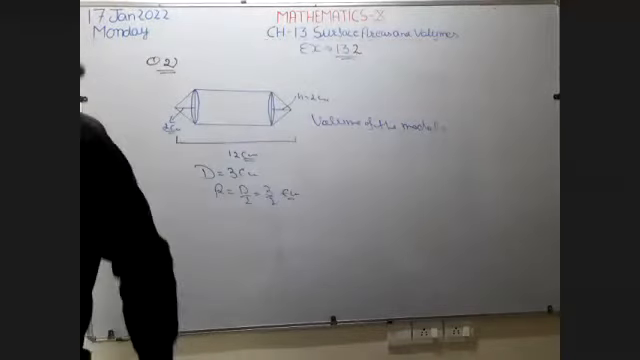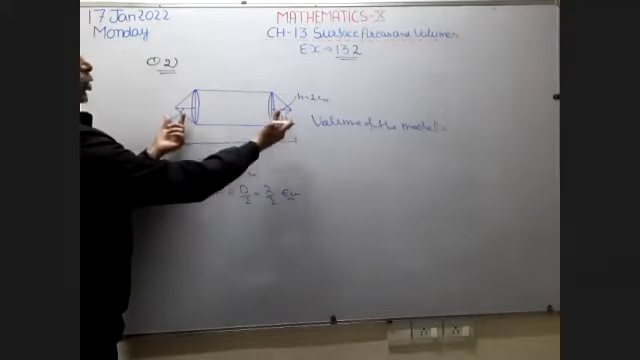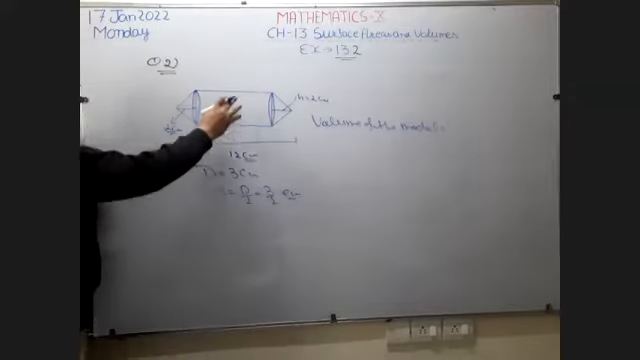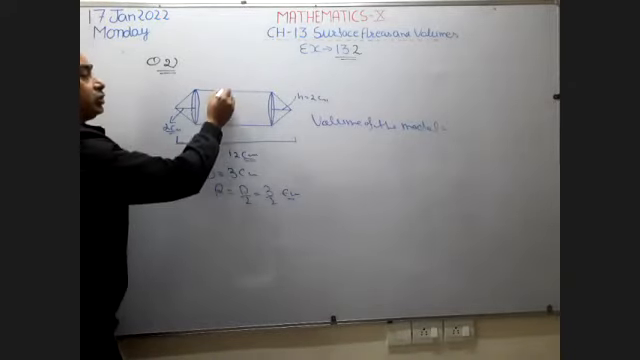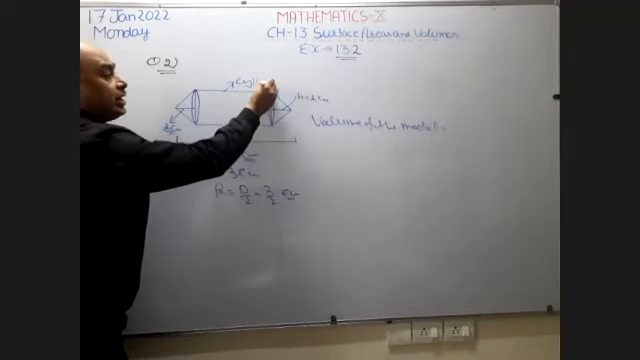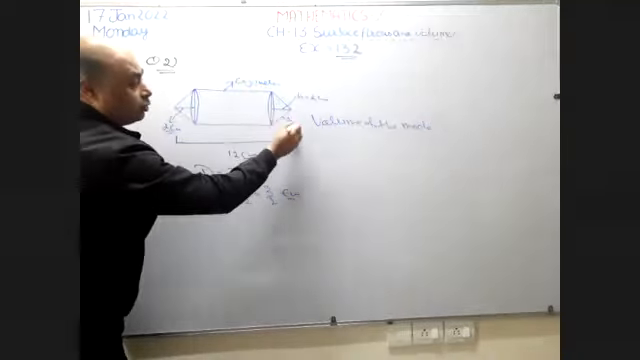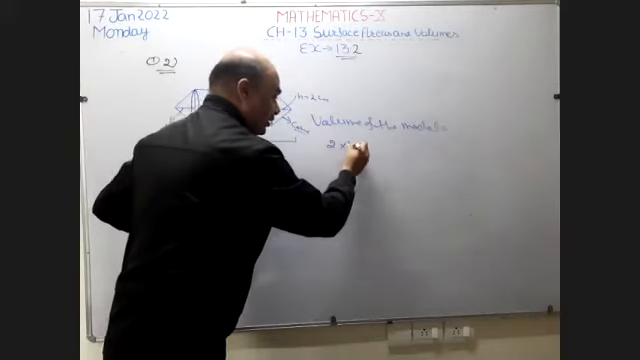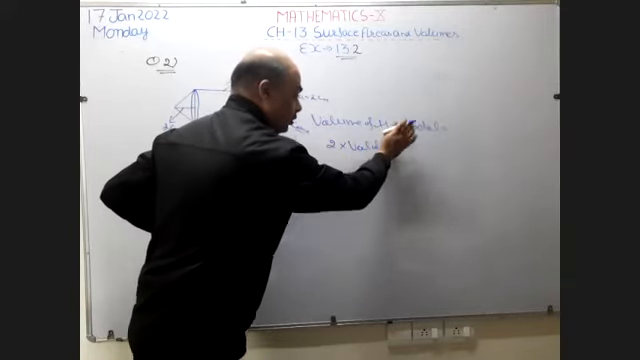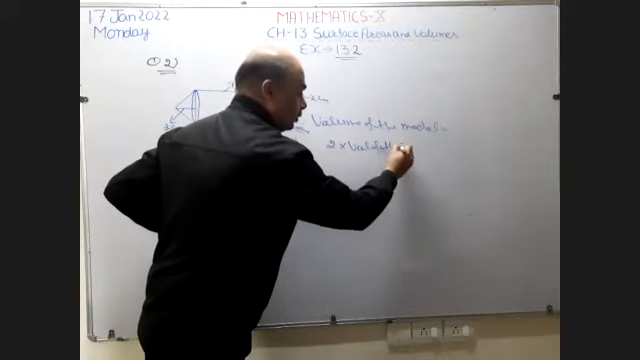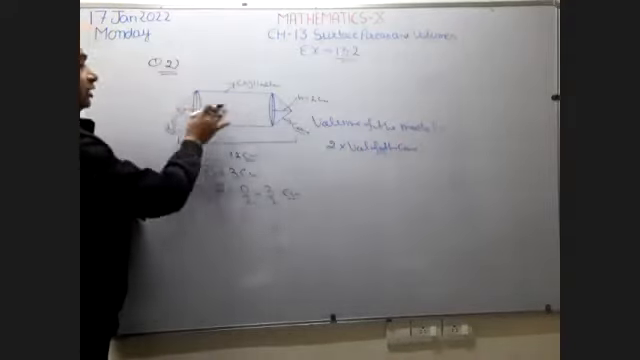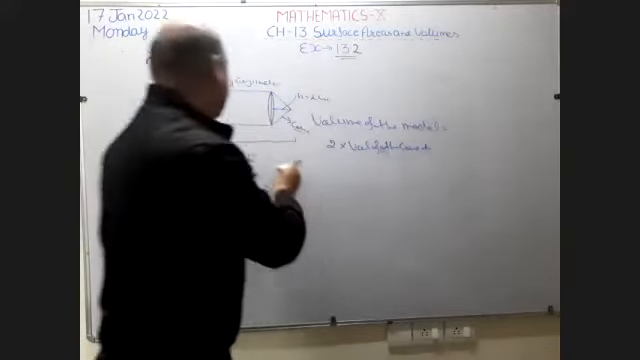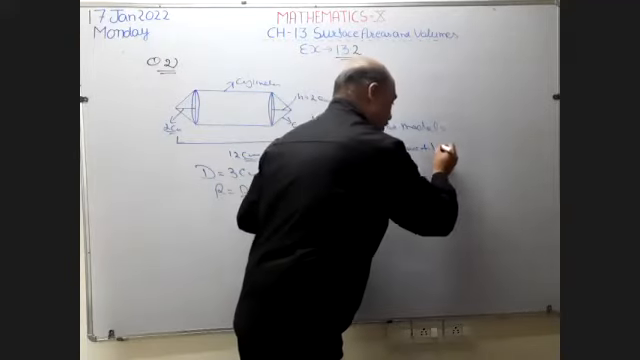Now this model is in the shape of a cylinder from the middle, and from both ends it is conical. It means when you want to find the volume of this model, we want to find the volume of the cylinder first, and after that the volume of these 2 cones. So write the formula: 2 times volume of cone, because 2 cones are there, both ends being conical, plus volume of cylinder, because the middle is cylindrical.